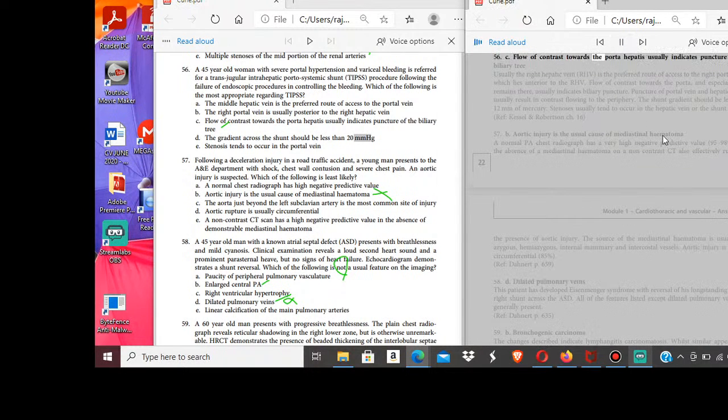56. C. Flow of contrast towards the porta hepatis usually indicates puncture of the biliary tree. Usually the right hepatic vein, RHV, is the preferred route of access to the right portal vein, which lies anterior to the RHV. Flow of contrast towards the porta, and especially if it remains there, usually indicates biliary puncture. Puncture of portal vein and hepatic artery usually result in contrast flowing to the periphery.